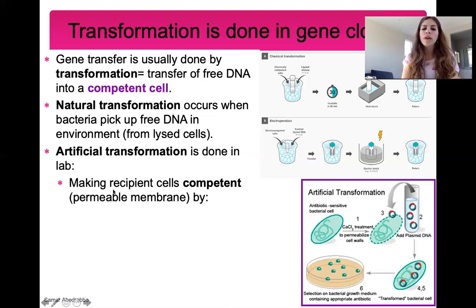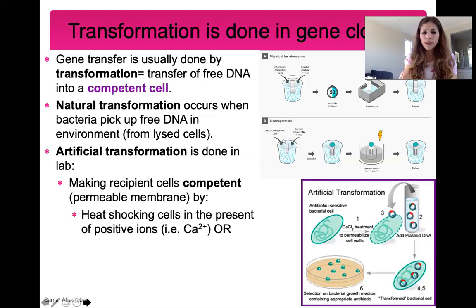And you can do artificial transformation by multiple ways. We're going to talk about two ways. You can heat shock the cells in the presence of positive ions. So the cell membranes are generally negatively charged. If you take an organism and you add some positive ions and you heat shock them, meaning that you take them and you put them on ice, that's what heat shocking is. You make the membrane a little bit permeable so that they can take up the DNA that you pipetted on them.